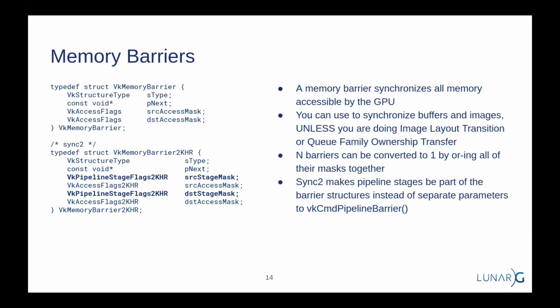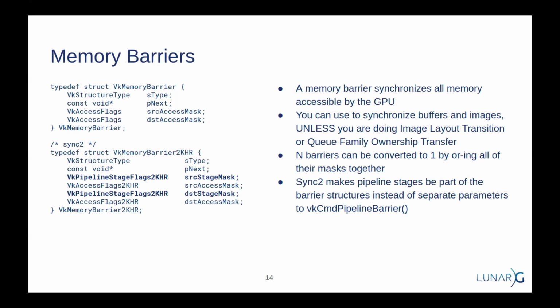So here's where we get to memory barriers, which somebody asked about. The important thing to know is that a memory barrier synchronizes all memory accessible by the GPU. There's no ranges or anything like that. You can use it to synchronize your buffers or images unless you need to use image layout transition or queue family ownership transfer, which are special features that require buffer and image handles. And any barriers can be converted to one by ORing all of their masks together.